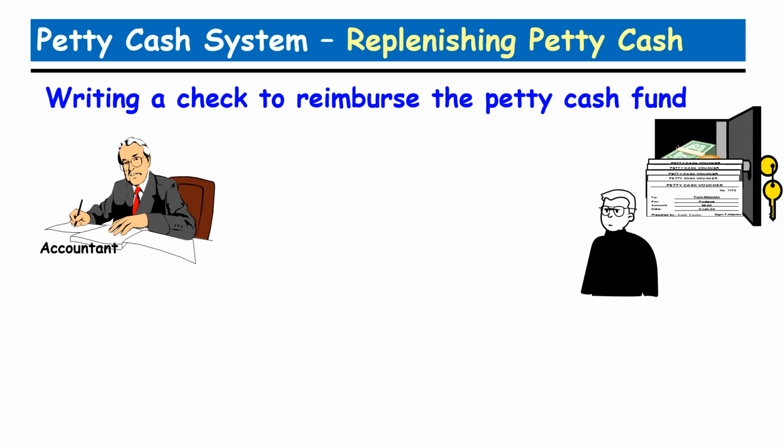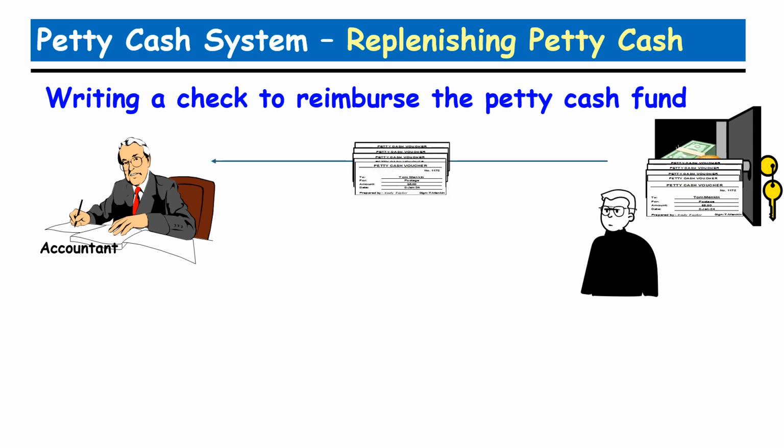So the accountant will now need to get all the receipts, the petty cash vouchers, add them, and total the amount of money left in the box. So both the total of the vouchers and the amount of money in the box must equal the original amount, which is $100. So say the receipts come to $90, so there should still be $10 in the locker.